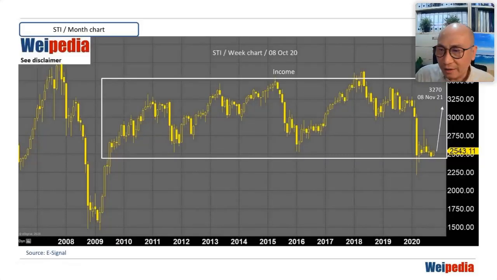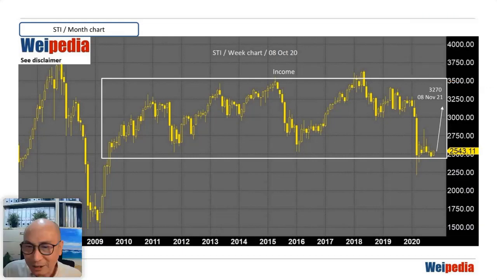Now we can see that over the last 12 years, the STI is very similar to the Dow Jones. The STI also has 30 stocks that represent the constituents of the Straits Times Index. Over the last 12 years, it basically belongs to the income stage. The whole benchmark is trapped between the range of about 2,005 to 3,005. That's about a 1,000 point range.